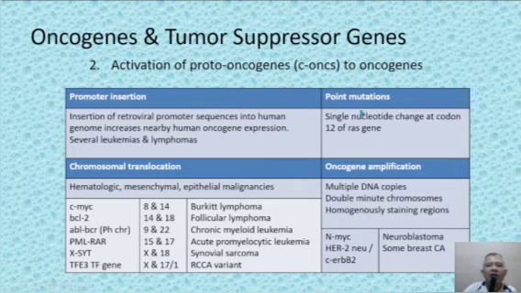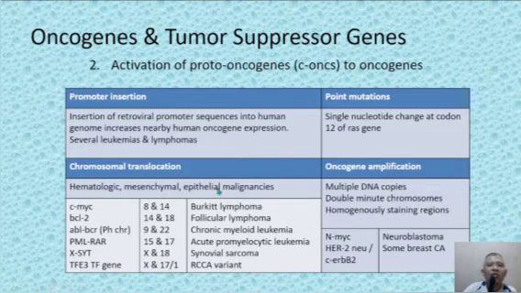Next is point mutations. You have a mutation in the gene. For example, in the RAS gene, a mutation by a single nucleotide change.